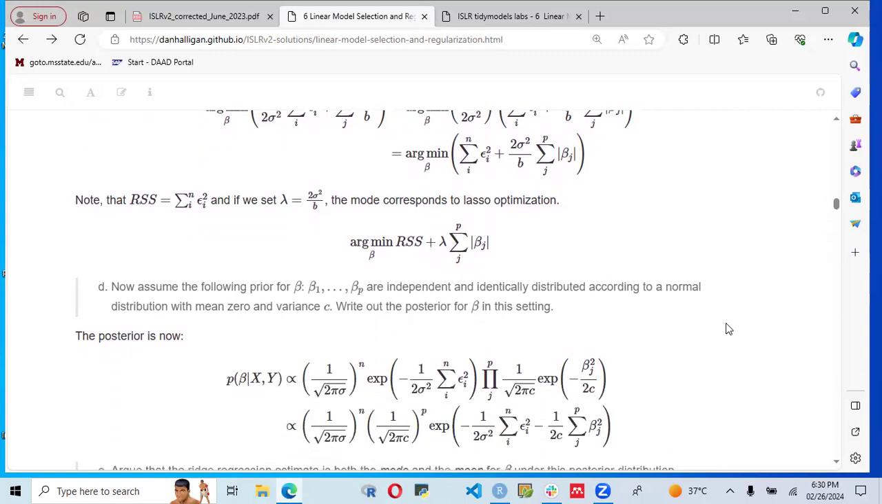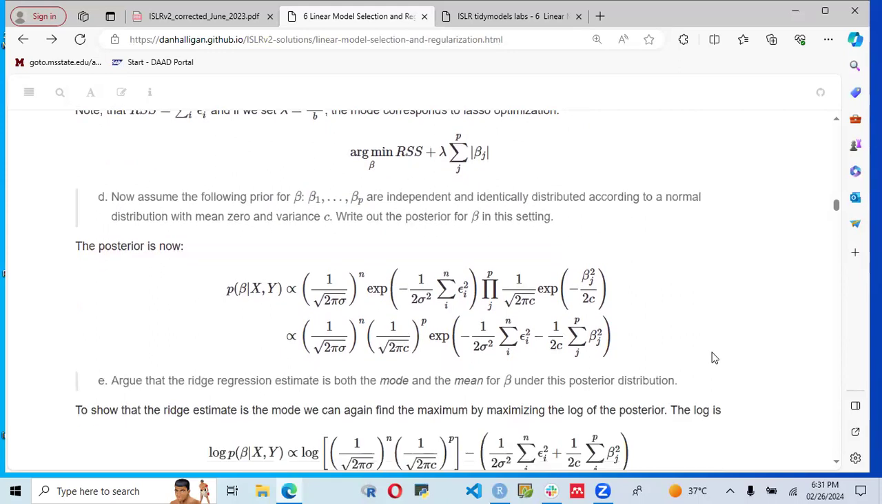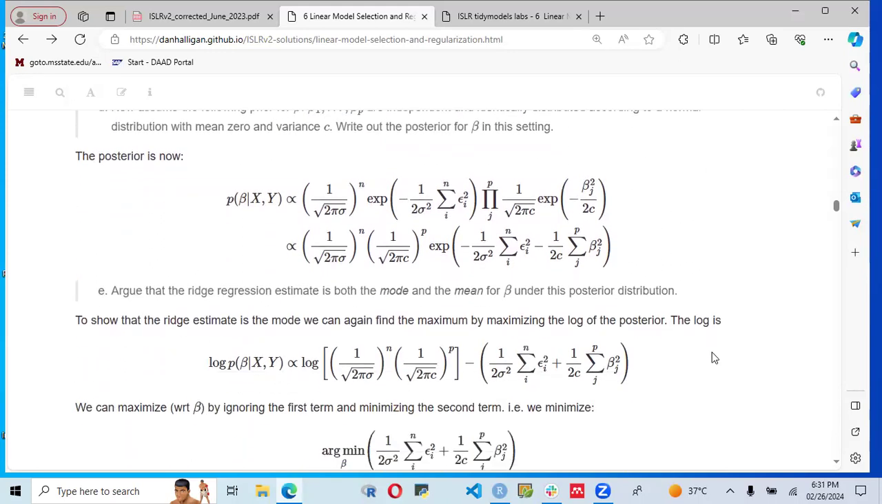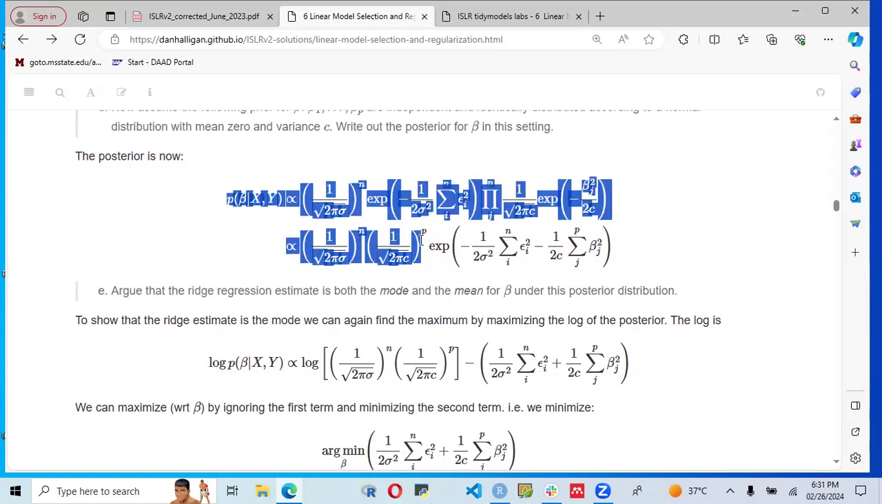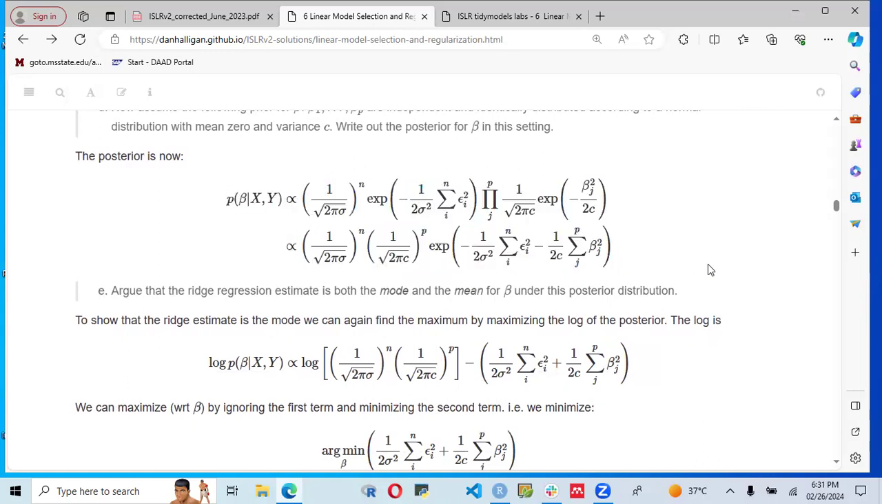Now the fourth thing here, assume that the following prior for beta 1 to beta P are independent and identically distributed according to a normal distribution with mean of 0 and variance. Write out the posterior for beta in this setting. So the posterior for beta is just given by this. This is the equation for the posterior for beta. Then they say we should argue that the ridge regression estimate is both the mode and also the mean for beta under this posterior distribution.